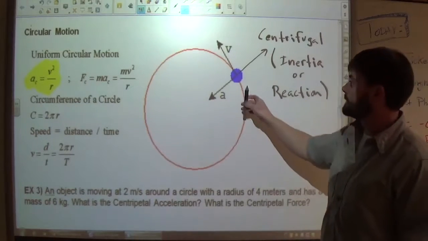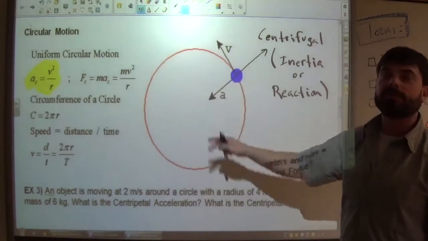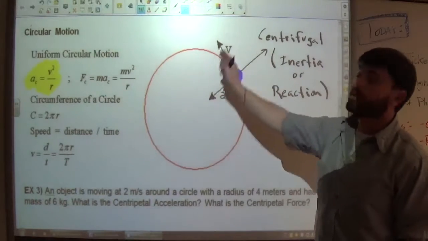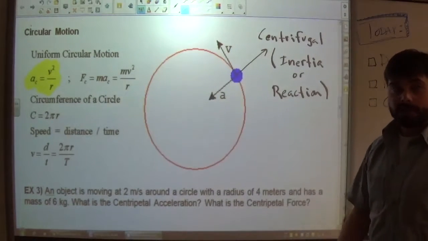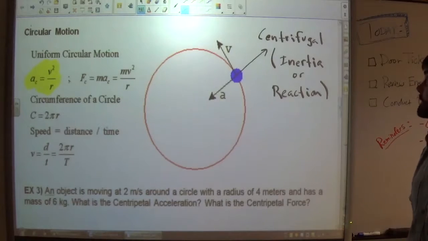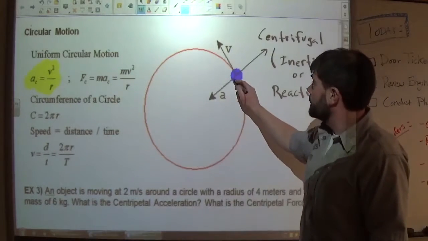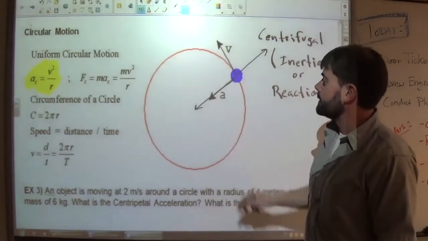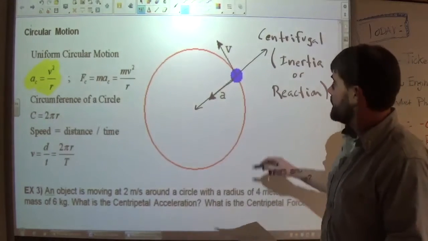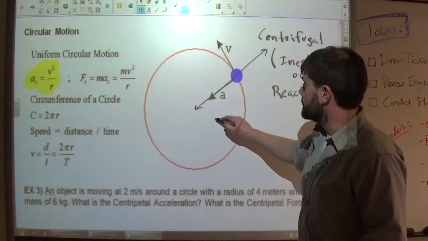Basically what it's saying is if this force pulling toward the center were to be cut, this object would want to continue on in a straight direction, hence the inertia that the object already has. The force that actually does keep it going in a circle, which is pulling it toward the middle, is centripetal force.